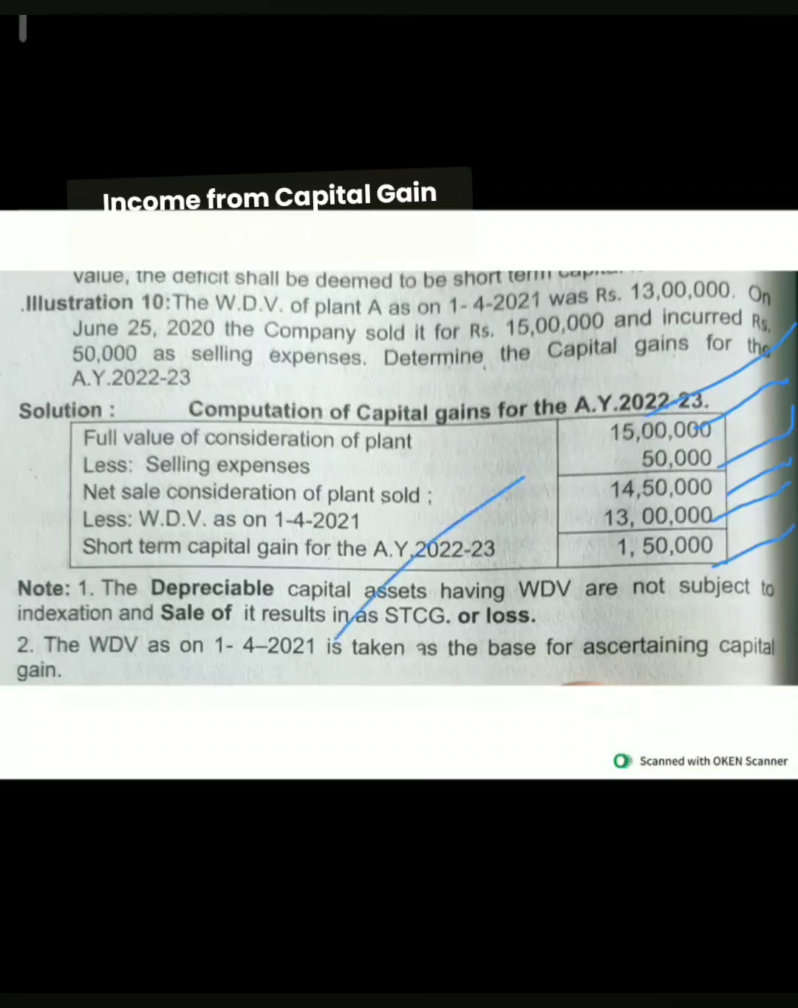So this is an important note regarding that. Depreciable capital assets having WDV, written down value, are not subjected to indexation, and the sale of it results in a short-term capital gain or short-term capital loss, not a long-term capital gain or long-term capital loss. Then the WDV as on 1/4/2021 is taken as the base for ascertaining capital gain. So this is the treatment of WDV assets or depreciable assets.